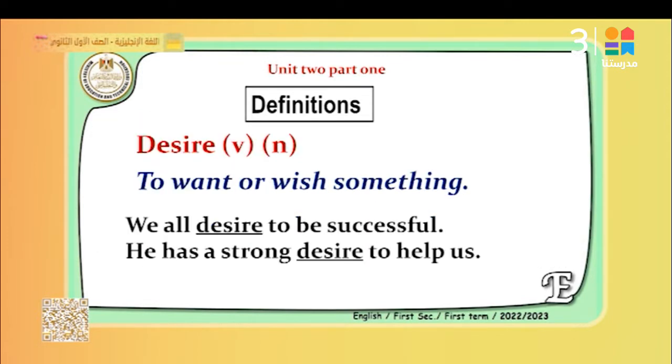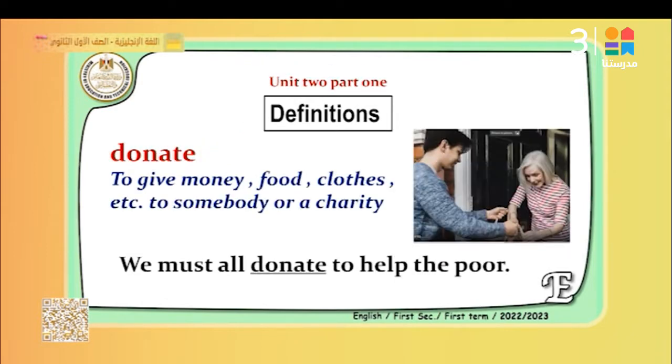We have the word desire. What does it mean, desire? Desire means to want something or to wish something. So we all desire to be successful. We all want to be successful. He has a strong desire to help us. زي ما احنا شايفين كده desire ممكن تبقى verb وممكن تبقى noun. So he has a strong desire. عنده رغبة قوية. He has a strong desire to help us.